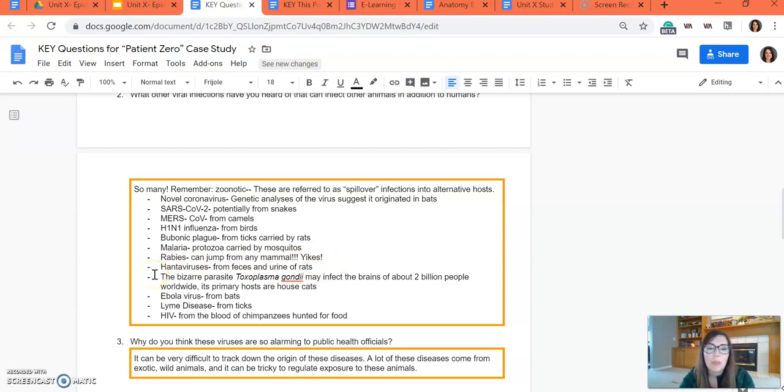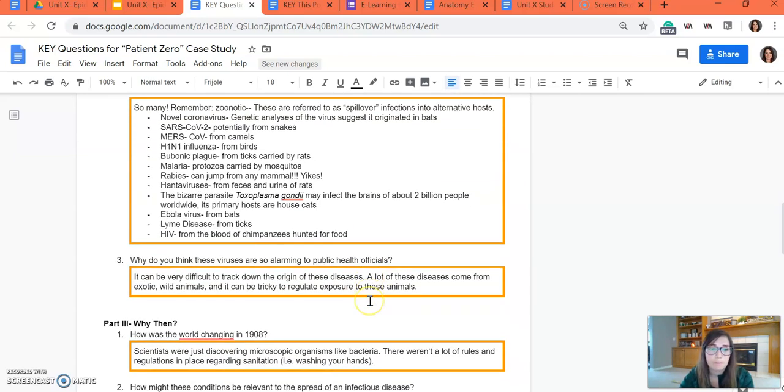There's a really bizarre parasite called Toxoplasma gondii, which can infect the brains. Speculated that it currently infects the brains of about 2 billion people worldwide, and its hosts are primarily domesticated house cats. Ebola, which came from bats. Lyme disease, which can be transmitted through ticks. And then HIV, which was discussed a lot in this podcast, this case study, which comes from the blood of chimpanzees, which were hunted for food in Africa.